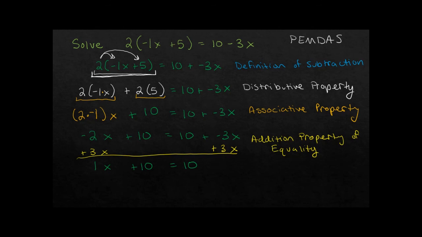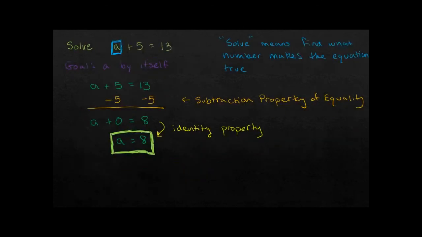And then a negative 3x plus 3x is 0. And we know that 10 plus 0 is 10, so that's easy enough. So I have 1x plus, I should actually keep lining all these things up. x plus 10 equals 10. Now we're going to use the addition property of equality again, because I want to get the x by itself. Now I am back to the type of equation that we saw here. It's the same form as this type of equation.